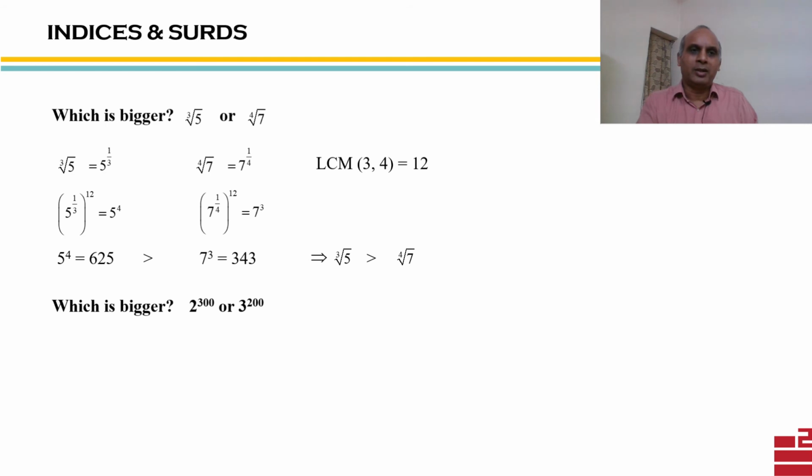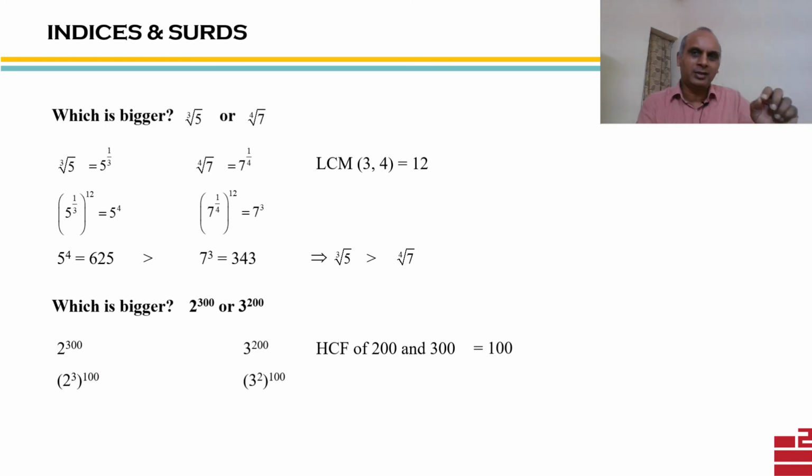Another problem. Now here the power is not in fraction, but it's a pretty big or pretty large natural number. So we have 2 to the power 300 versus 3 to the power 200. Obviously we are not expected to find a value of such a large number. What we will do is we will observe the powers, which are 300 and 200, and let's take the HCF of those powers, and that will be 100. Take out 100 from both the powers like this.